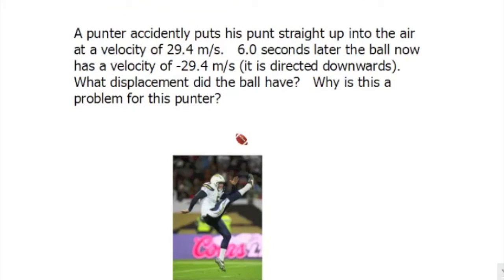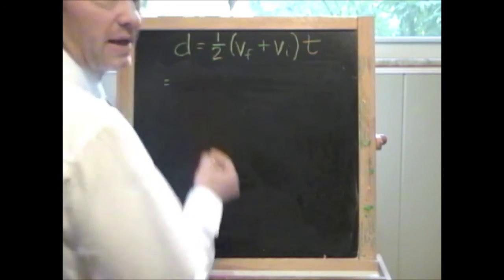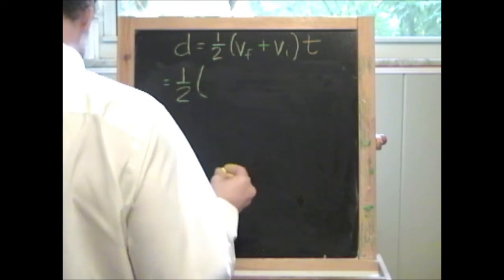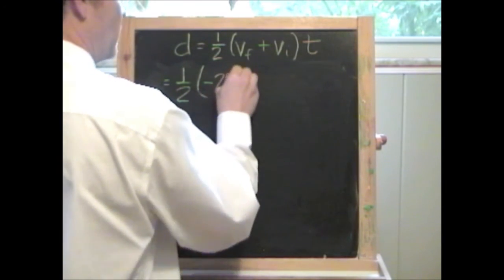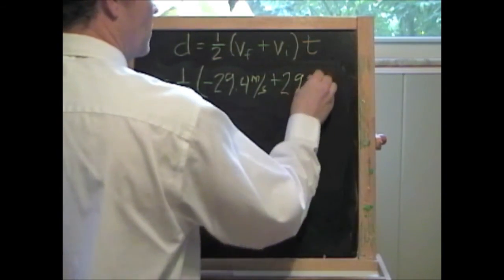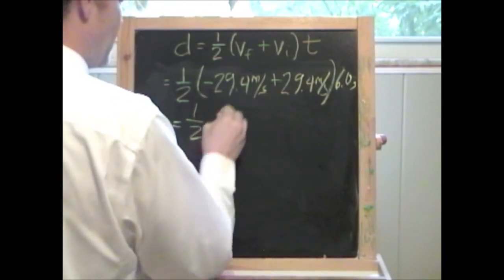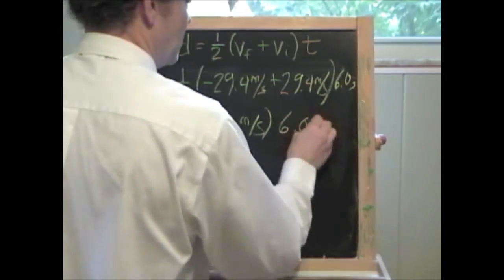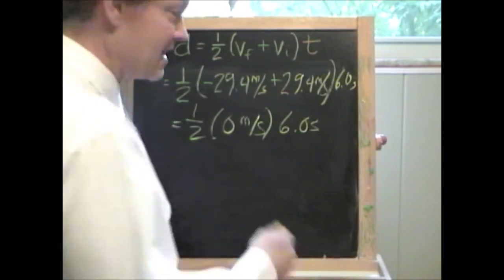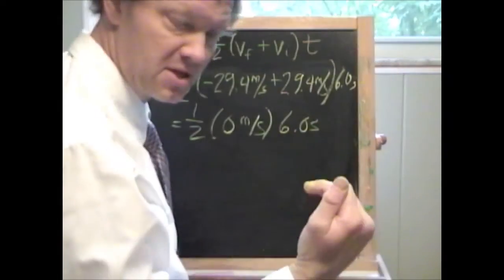All right, and our last one. A punter accidentally punts the ball straight up in the air at a velocity of 29.4 meters per second. There's my initial. 6 seconds later, it's minus 29.4. What was the displacement? The displacement's going to be the average, but it ends up minus 29.4 meters per second. It started at 29.4 meters per second, over 6 seconds. But the point is, you're just trying to find an average of 0. Well, that's 0, and there was no displacement. I mean, in the end, yeah, it moved, but the final position is the initial position. You see what I'm saying?